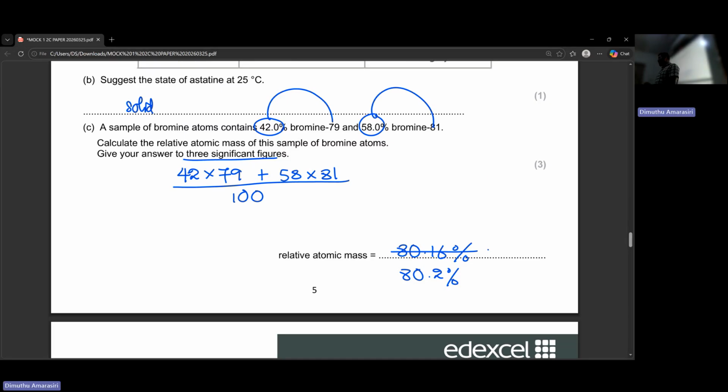Better to go wrong in the class than in the exam. Then the end of it.